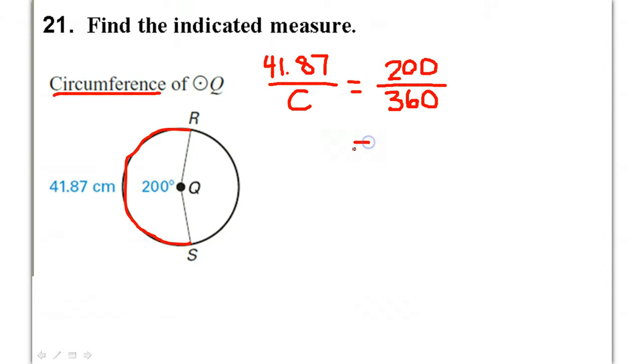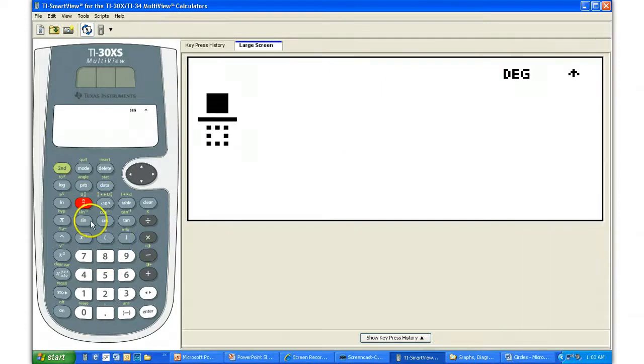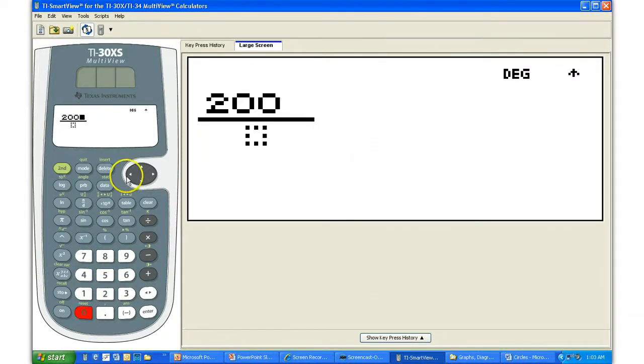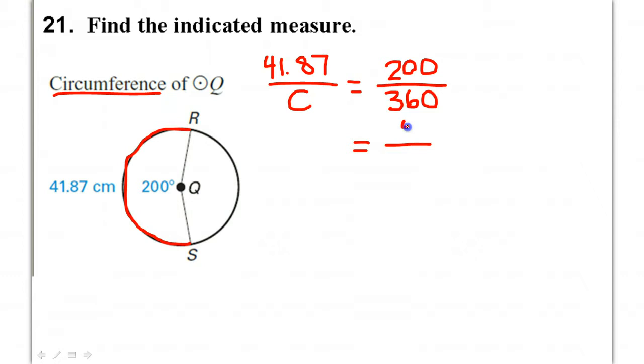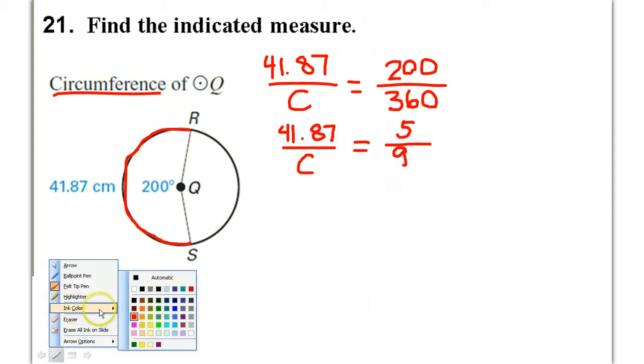Let's reduce this fraction. I always like to do that right away. Let's see, 200 divided by 360. 5 over 9. So this is going to be 5/9, and I've got my 41.87 divided by the circumference. Time to cross multiply.